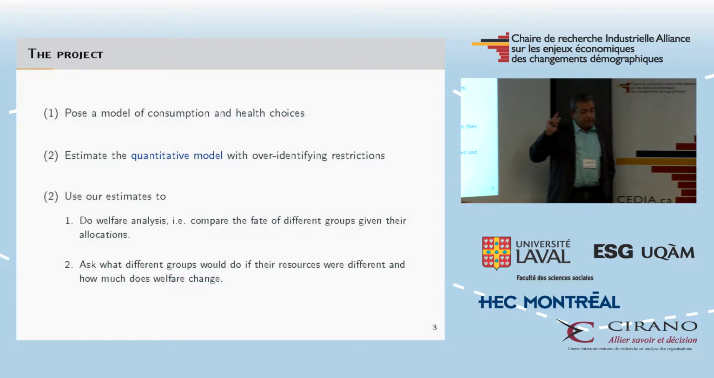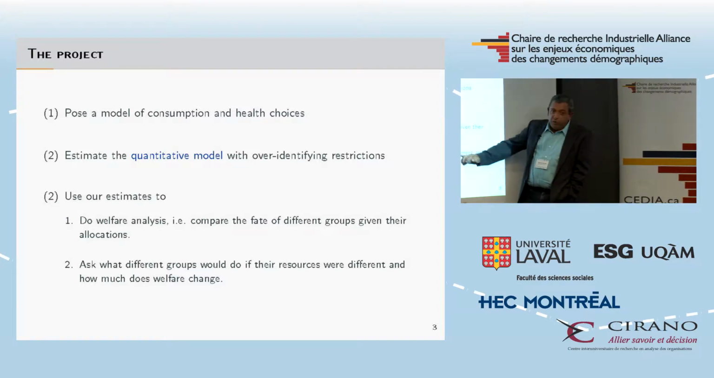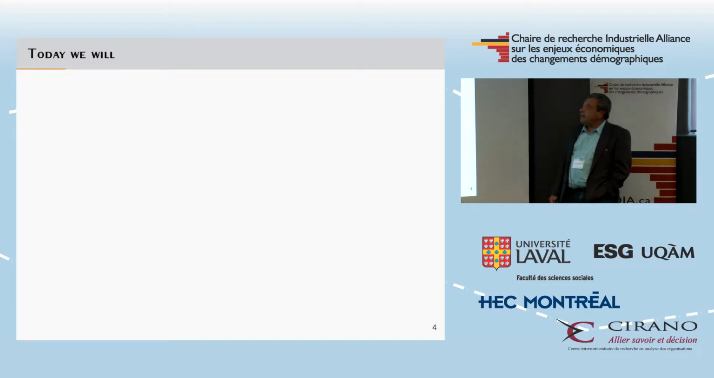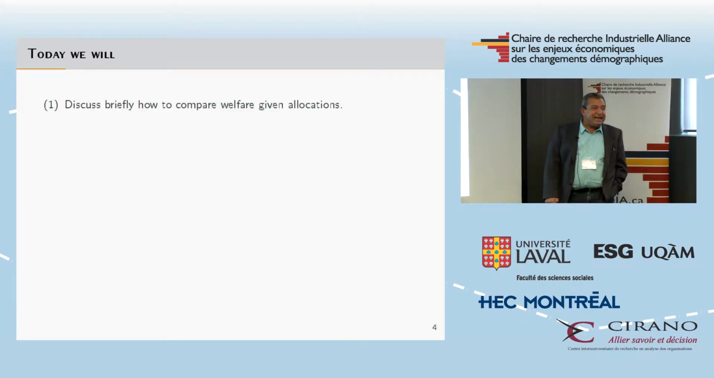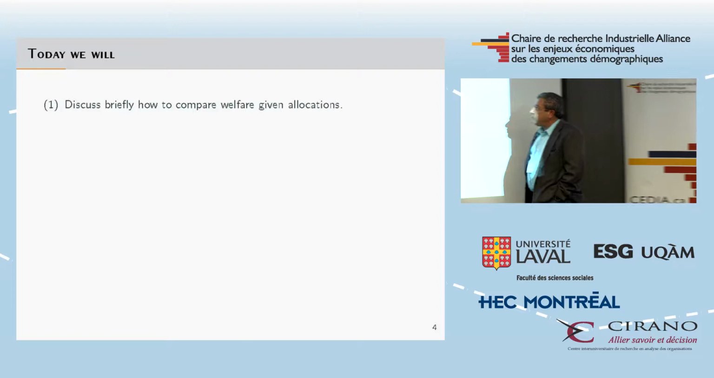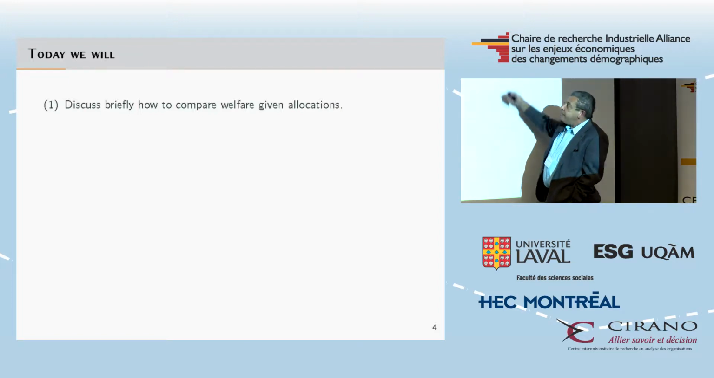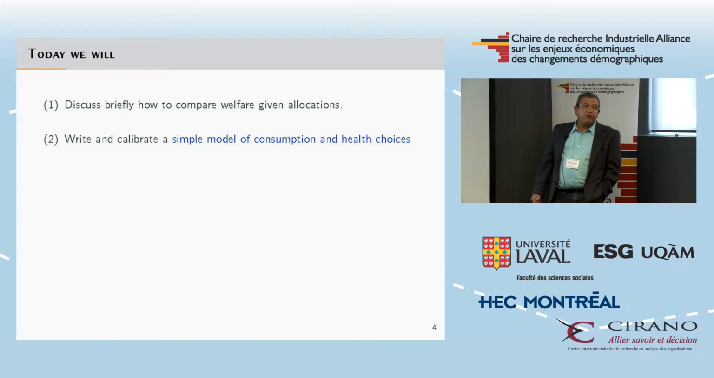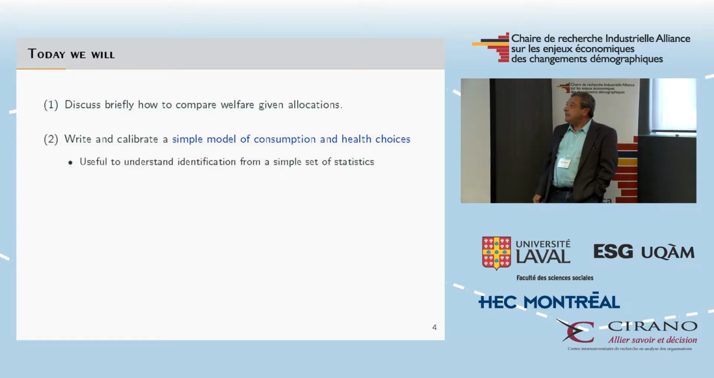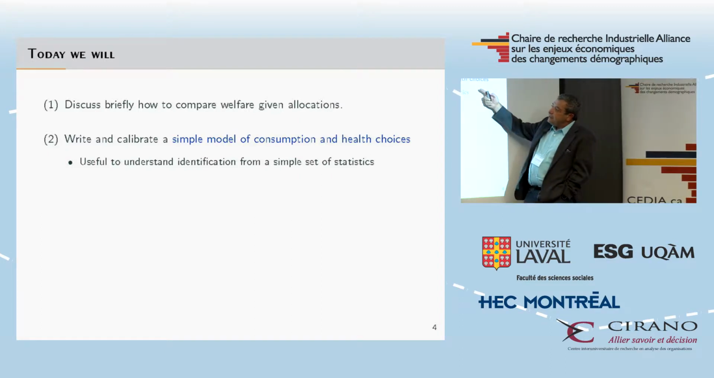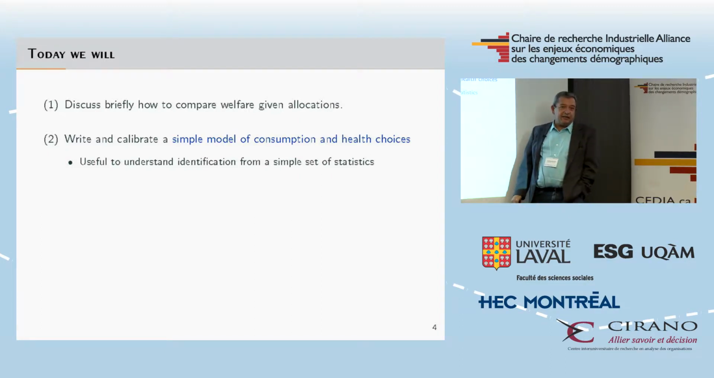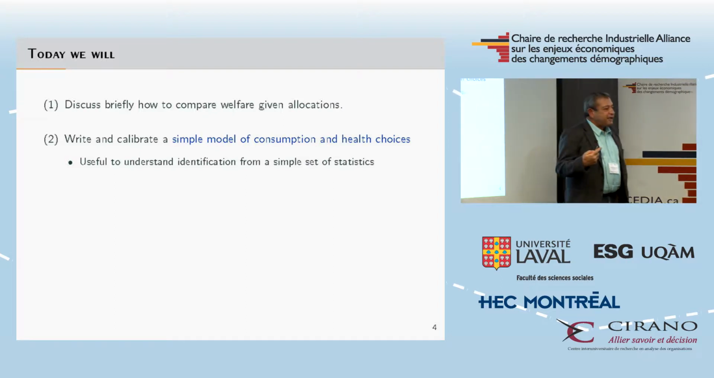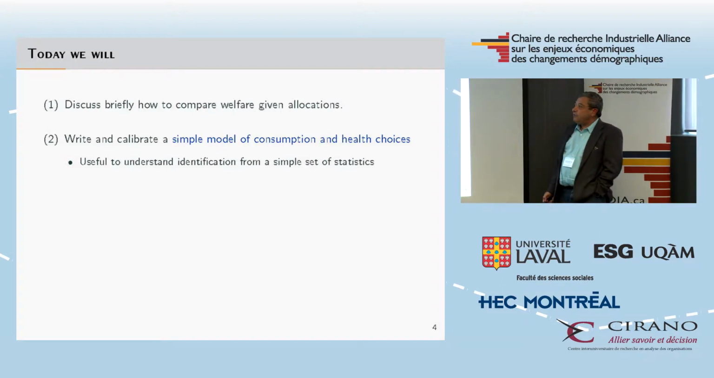The key thing that matters is that if you give more resources to some people, they can choose efficiently in order to achieve what they like most. We're going to see how much of that can happen. But today, we're going to fall slightly short of that. I'm going to discuss briefly how to compare welfare given allocations. I'm going to write and calibrate a simple model of consumption and health choices that has the property that we can understand identification from a simple set of statistics, and you can see which part of the data is doing the talking in giving us the answers that we want.